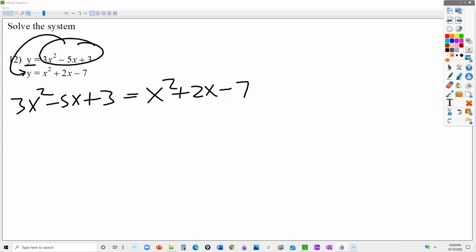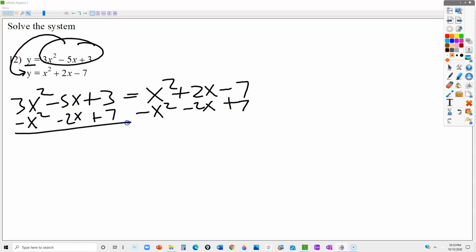Now what we're going to do is combine all of our like terms together by moving everything into one side. So I'm going to subtract this x squared on both sides. I'm going to subtract the 2x on both sides. And I'm going to add the 7 on both sides. That way, everything over here cancels out, and I'm left with just 0 on the right. On the left, if I combine all these things together, I get 2x squared minus 7x.